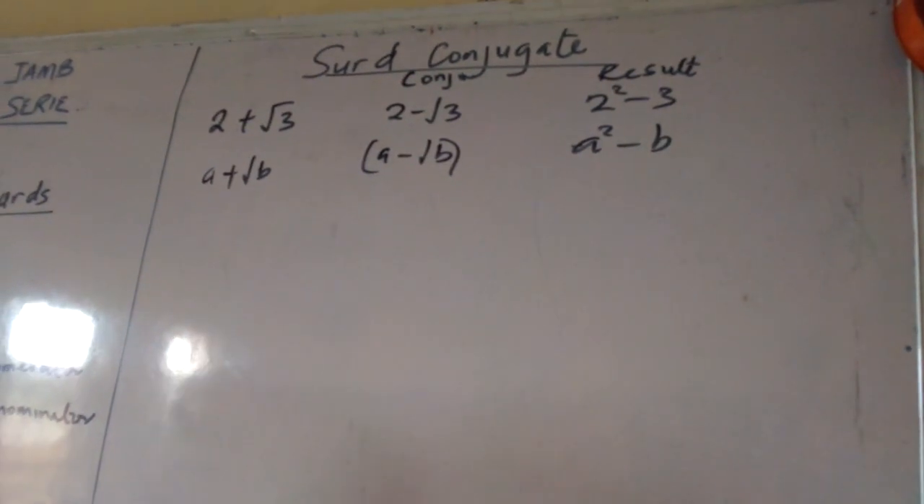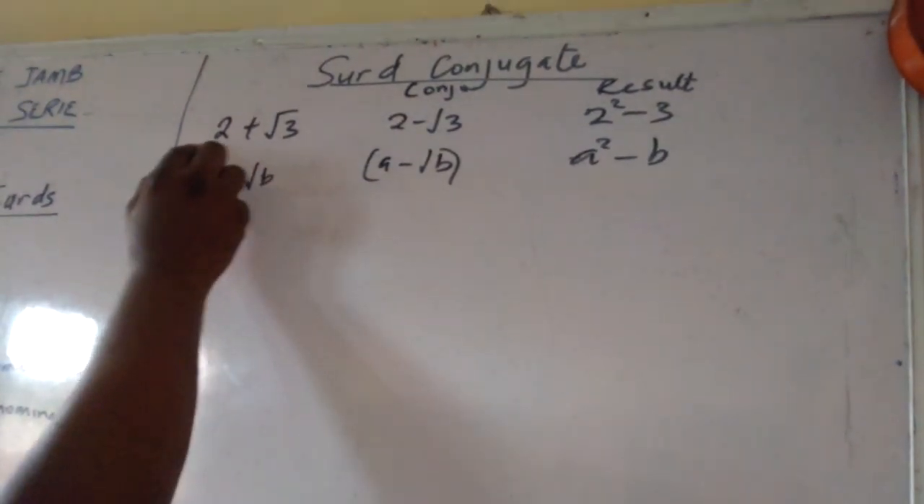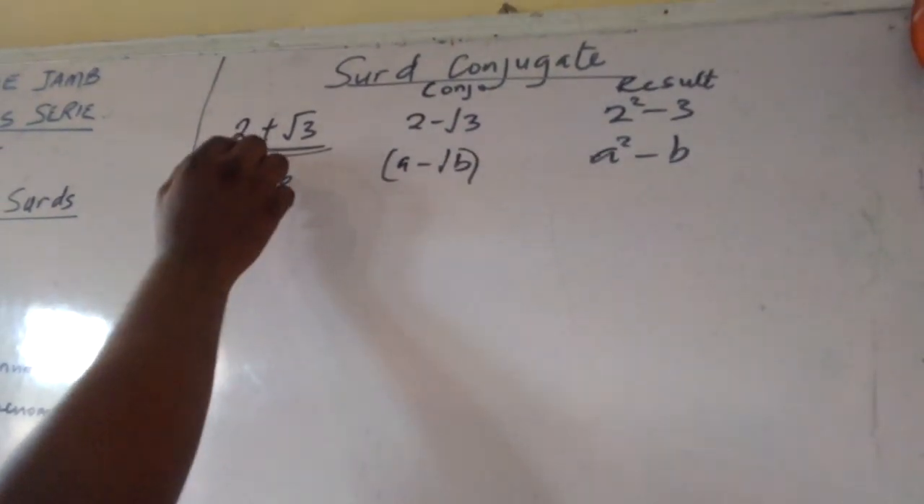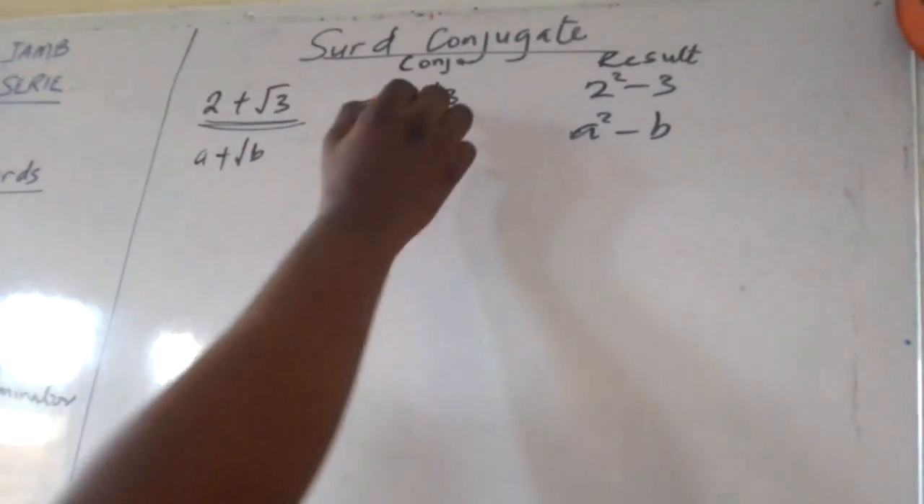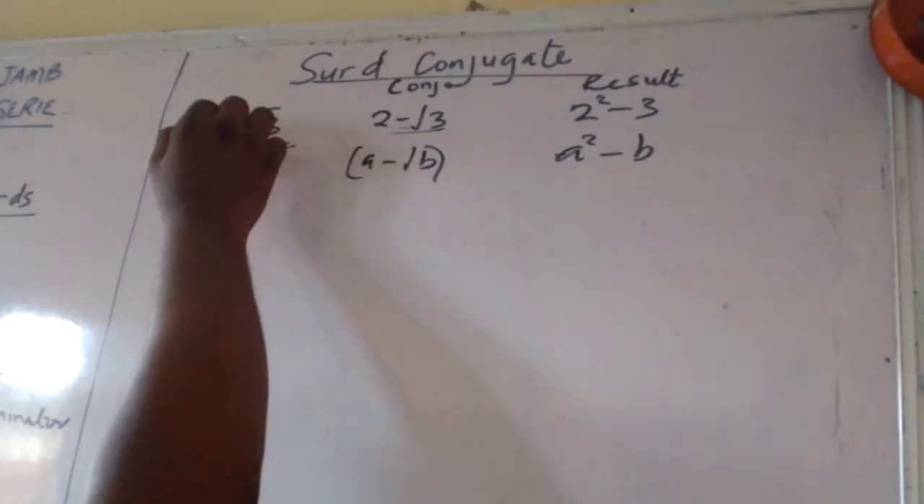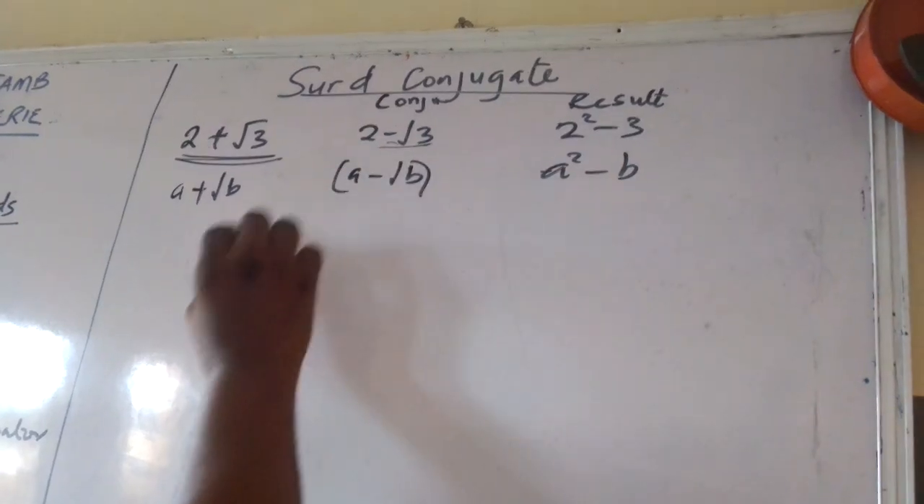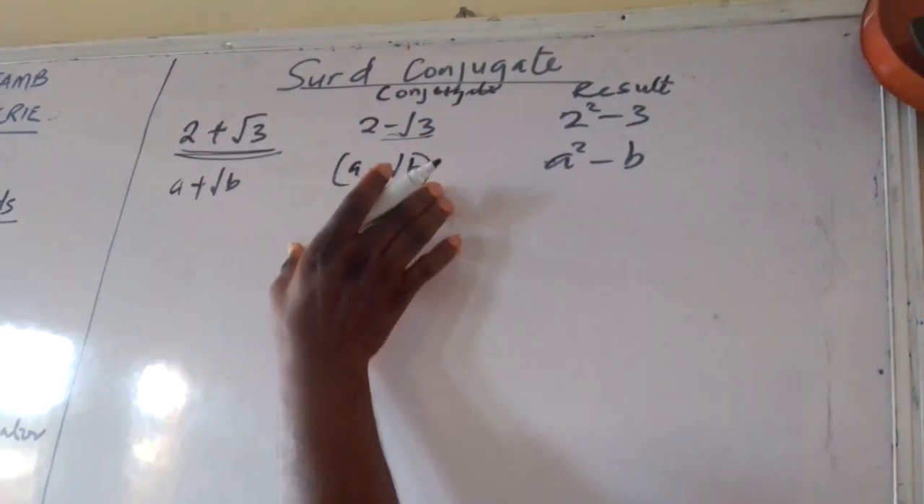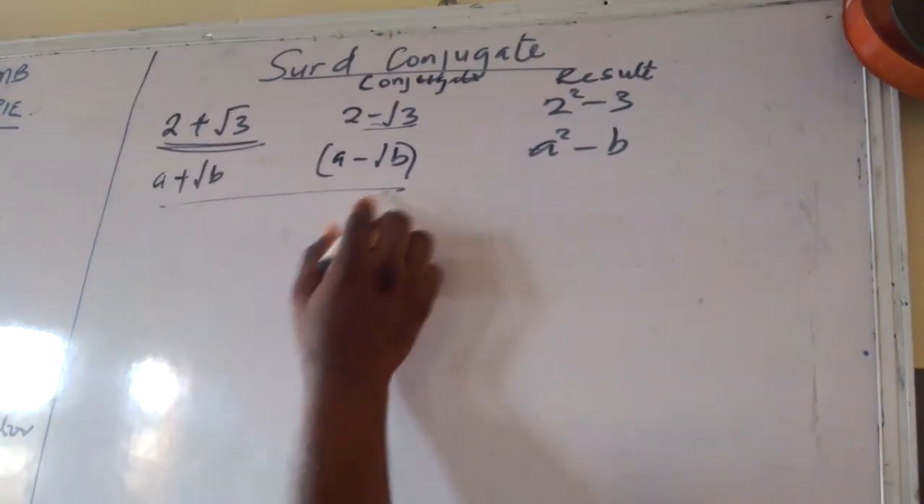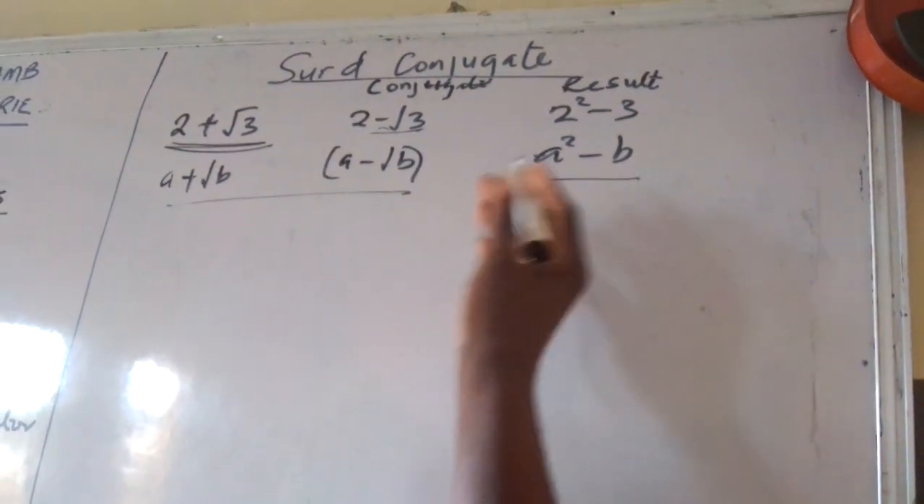Conjugate: if this is a denominator in an expression, the conjugate of that denominator, all you need to do is change the sign here, this becomes minus. That's the conjugate. And by the time you expand the denominator, this and this, this is what you are going to get. Let me show you how.